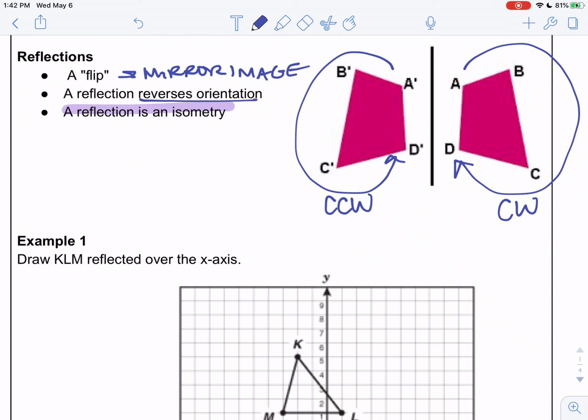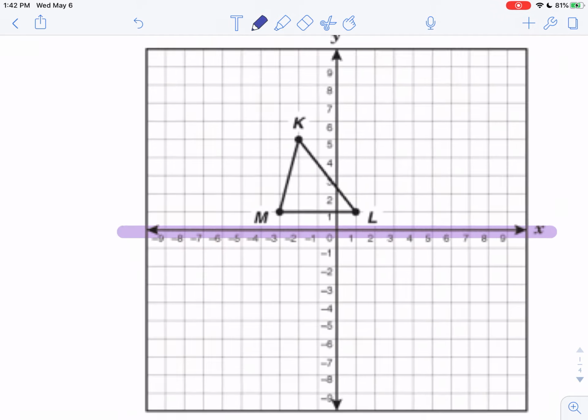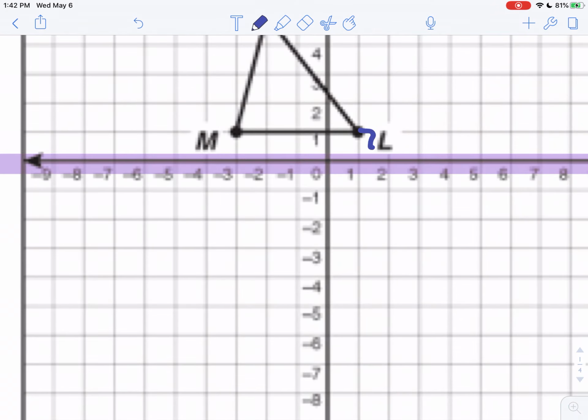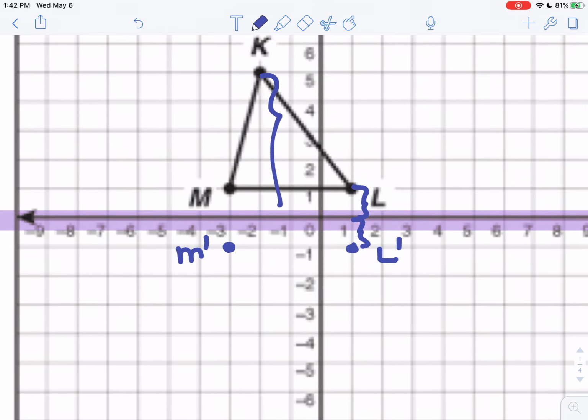All right. So, example number 1, we are going to take this triangle KLM and reflect it over the x-axis. Remember the x-axis is this horizontal guy. We can do this one just by plain old counting. Point L is 1 unit above the line of reflection, so L prime is going to be 1 unit below. Same thing with M, so M prime is going to be 1 unit below. And K is 5 units above my line of reflection, so I'm going to go 5 units below. And here's my K prime.